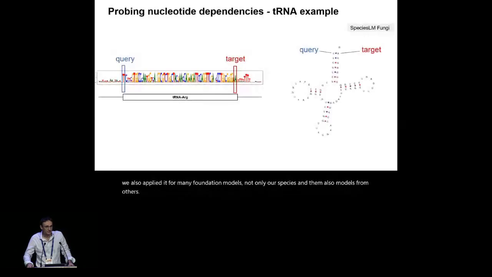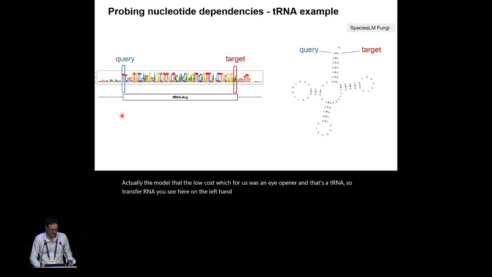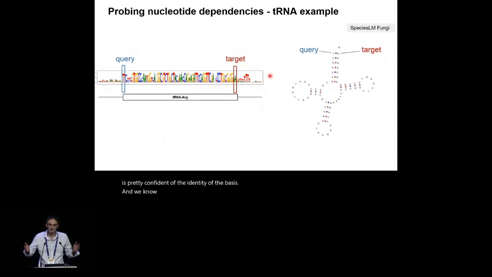So first, I want to show you actually the model at the locus, which for us was an eye opener, and that's a tRNA, so a transfer RNA. You see here on the left-hand side that the model, when exposed to that sequence, is pretty confident about the identity of the bases. And we know that this tRNA is forming a structure, and the secondary structure is shown here on the right-hand side.